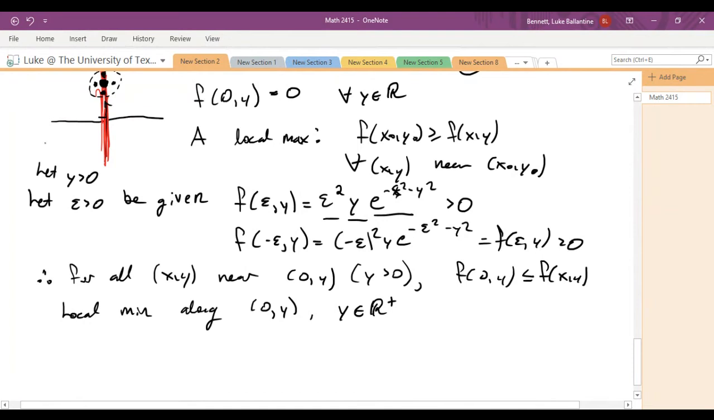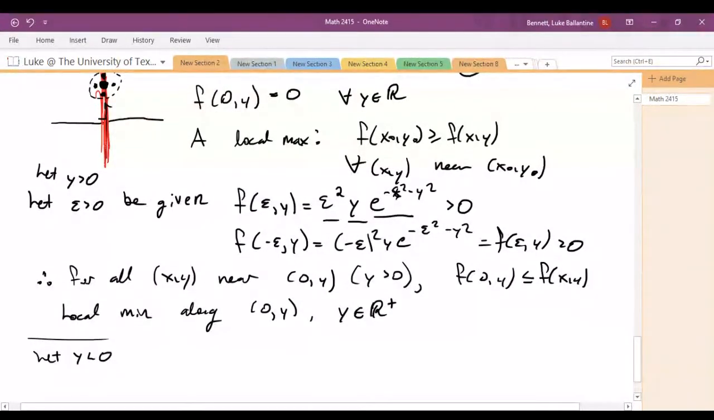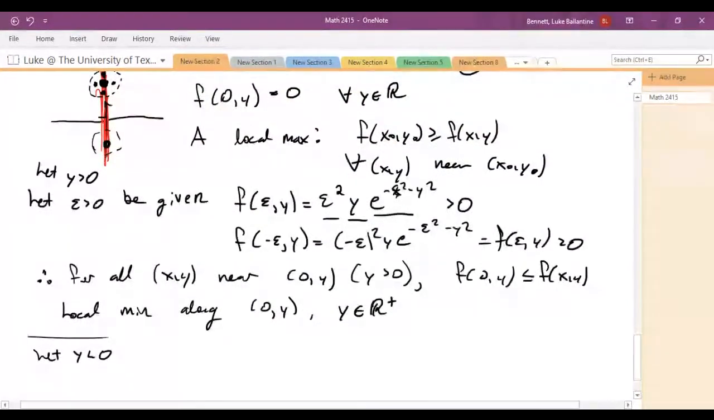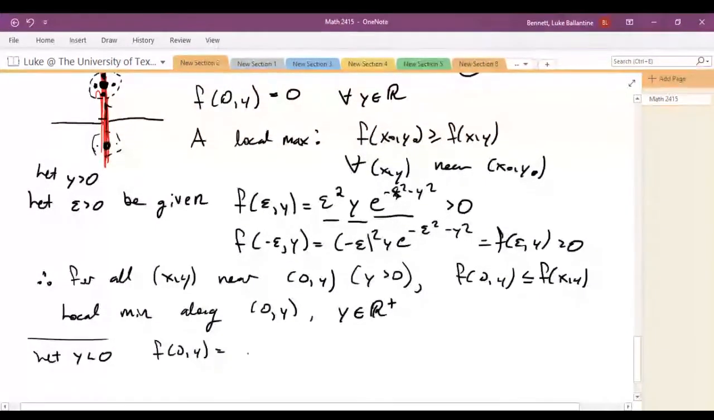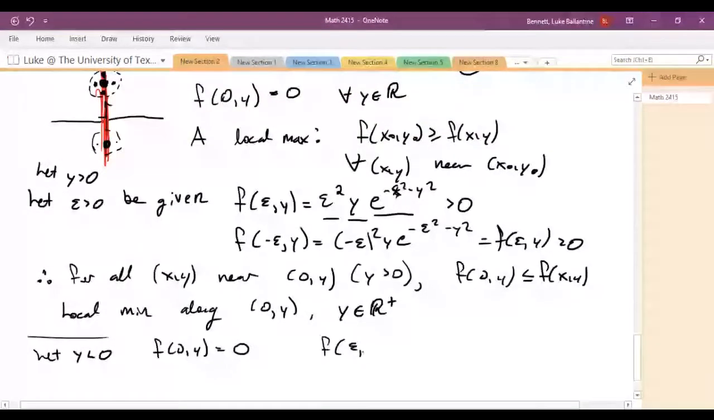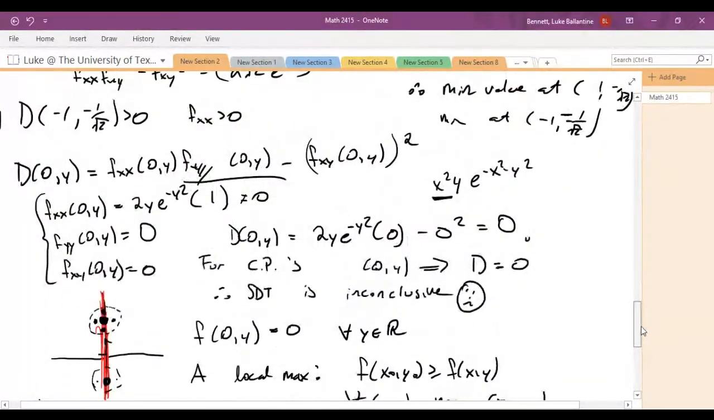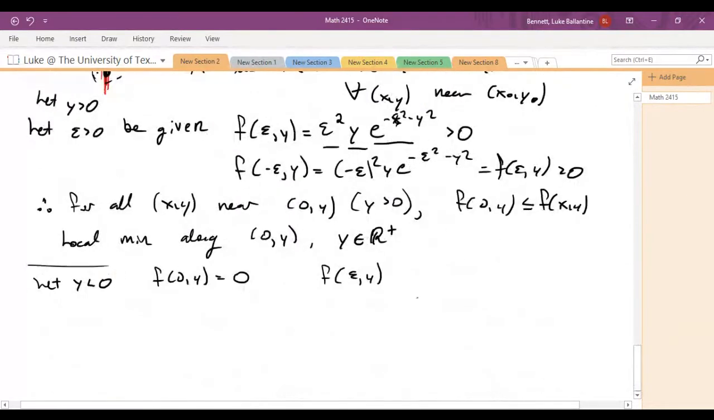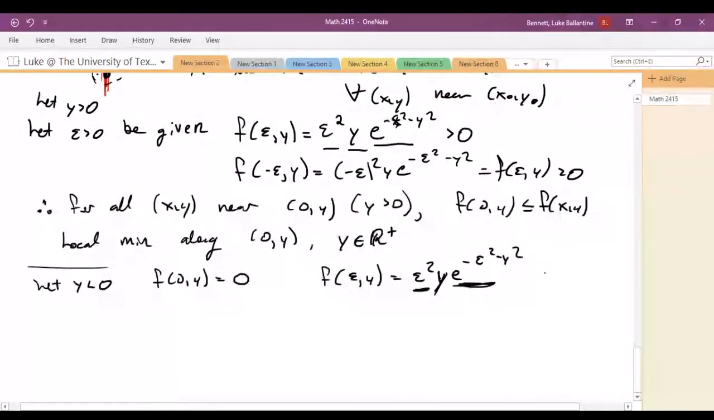On the other hand, if we look below the x-axis, so I'm going to say let y be less than 0, and we're going to observe a point down here. What happens if I take a step to the right, a step to the left? Well, f of 0 comma y is still equal to 0. But f of epsilon, y, we get epsilon squared y e to the negative epsilon squared minus y squared. y is negative, epsilon squared is positive, e is always positive, so this is less than 0.